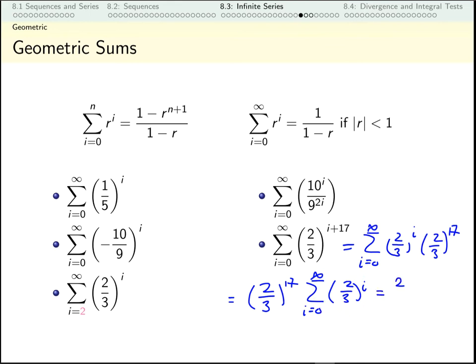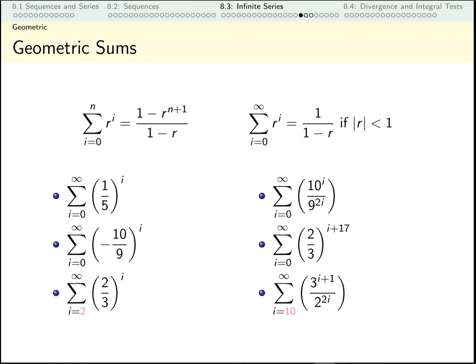So this looks like 2/3 to the power 17 times 1 over 1 minus 2/3. That's 2/3 to the power 17 times 3. Or if you like, 2 to the power 17 divided by 3 to the power 16.